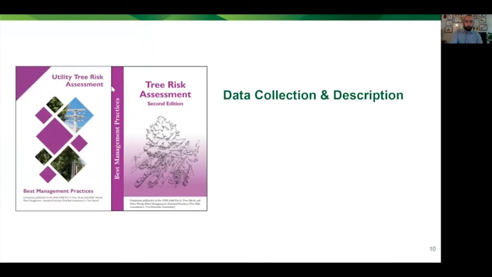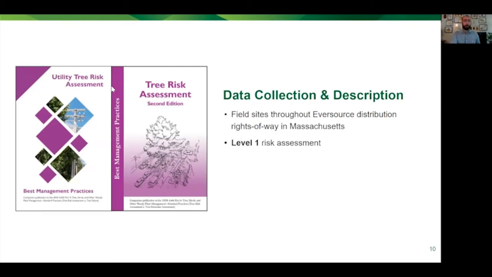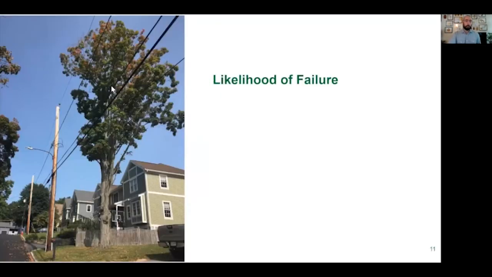I'm sure everybody has probably seen these two BMPs on the left here. So our data was collected in Eversource distribution rights of way across the state of Massachusetts, from all the way in the west and the Berkshires all the way out onto the Cape. So we had quite a few different study sites here, done at a level 1 risk assessment procedure. And it was a likelihood of failure assessment and a photograph. It was level 1 because photograph is by definition a limited visual inspection of the tree in question. So likelihood of failure, as we all know, it's 4 levels.